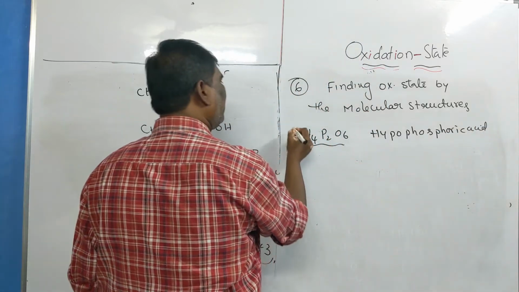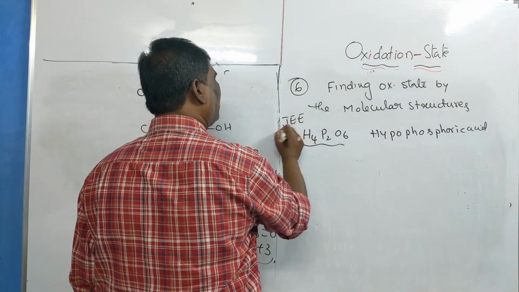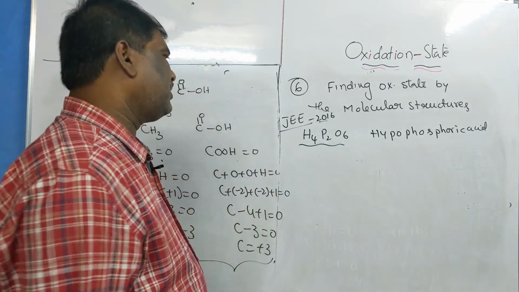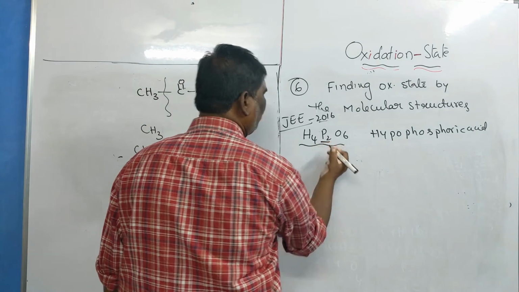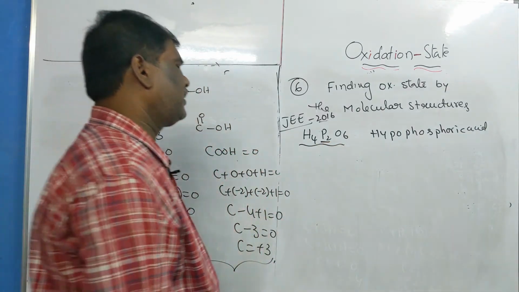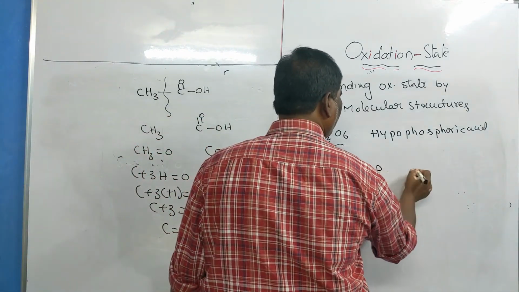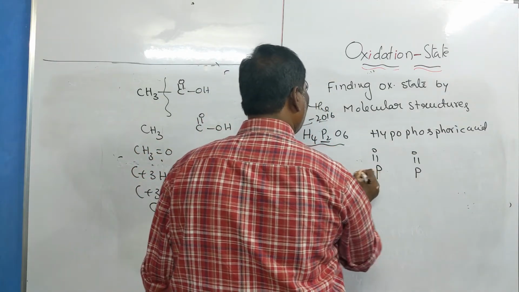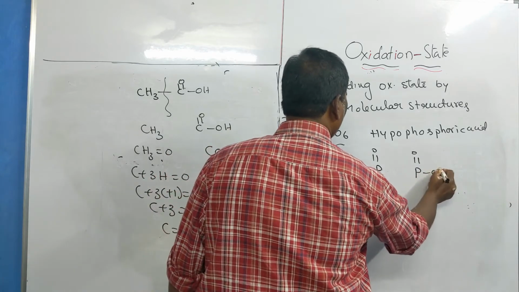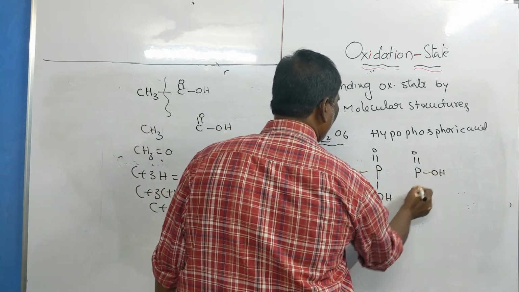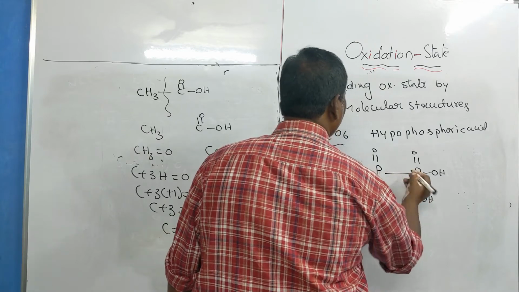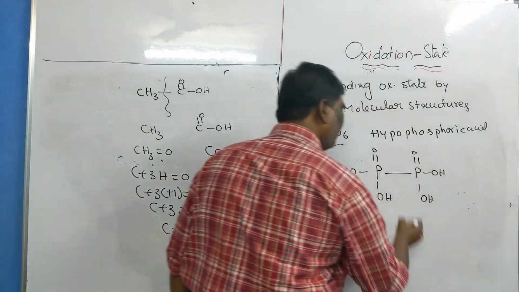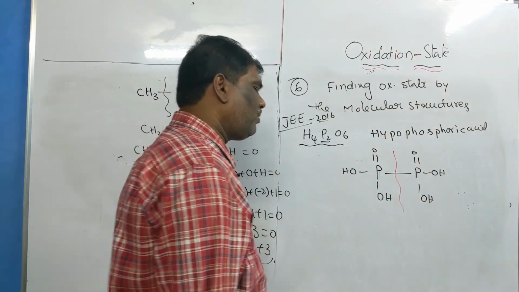The question was asked in JEE 2016, I think. You are asked to find the oxidation state of phosphorus. The geometry has 2 phosphorus atoms, a double bond to O, an OH group and an OH group, one more OH group and one more OH group, and here is a single bond. Again we separate the like atoms because there is no unequal sharing.